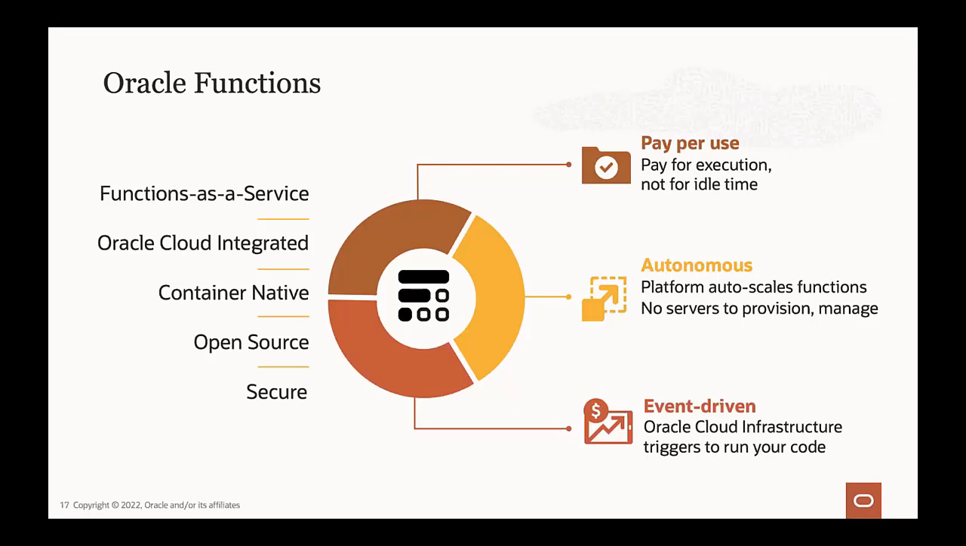And you can invoke functions, like I mentioned before, via the event service. But you can also use the Fn Project CLI, which this is built upon, the Oracle Cloud CLI or SDKs, or even make a signed HTTP request to the functions endpoint. And because there are no servers to provision, the platform is also able to auto scale. So you really only pay for your execution and not your idle time.